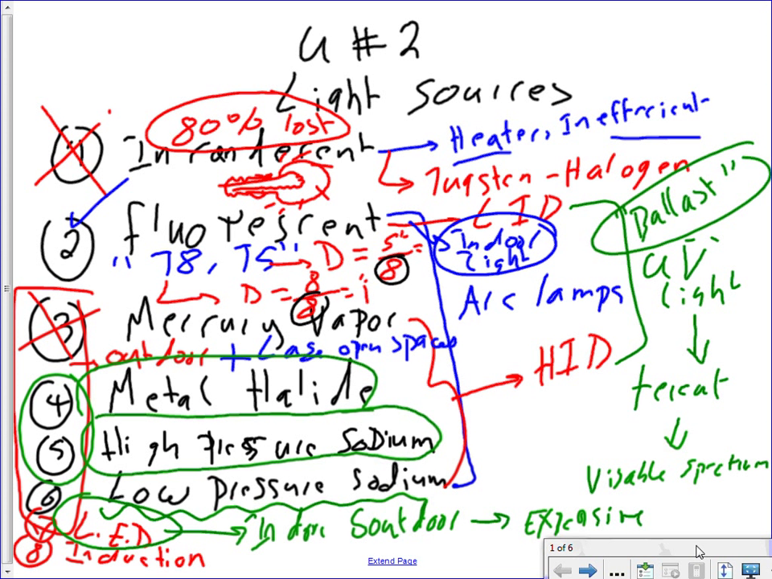So when we say T5 or T8, you take the 5, divide it by 8, always by 8, and that gives you the diameter of this fixture. One more time, Karen. If I ask you what is the diameter of a T5 fluorescent lamp? What's the diameter of a T5 lamp? You take the 5 divided by 8.